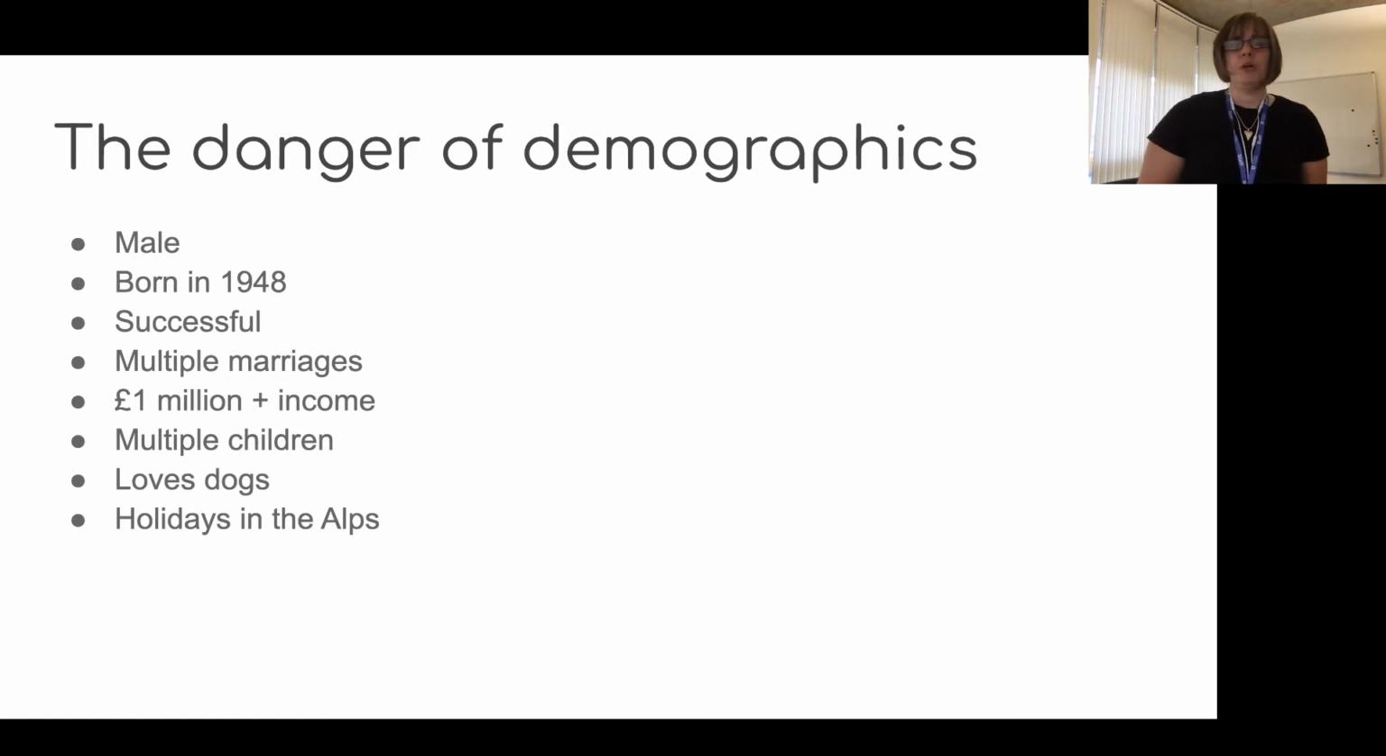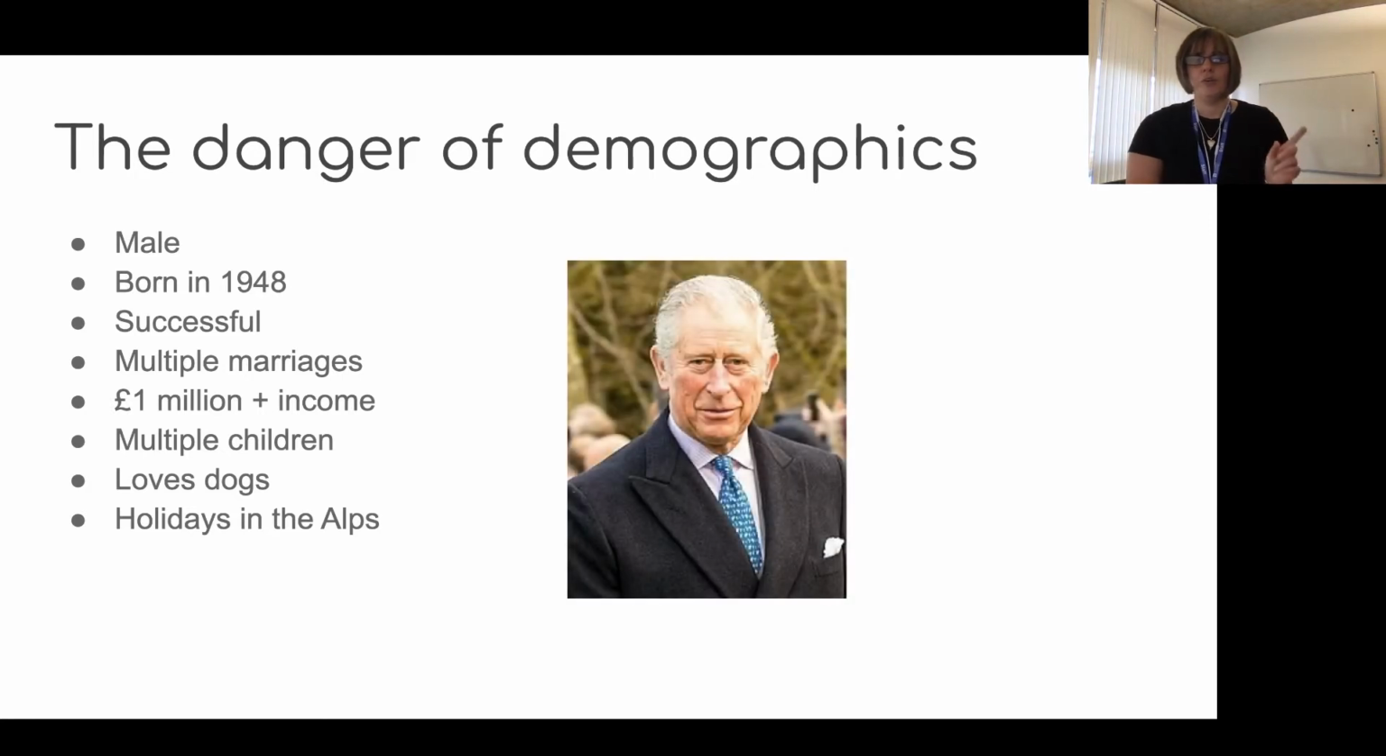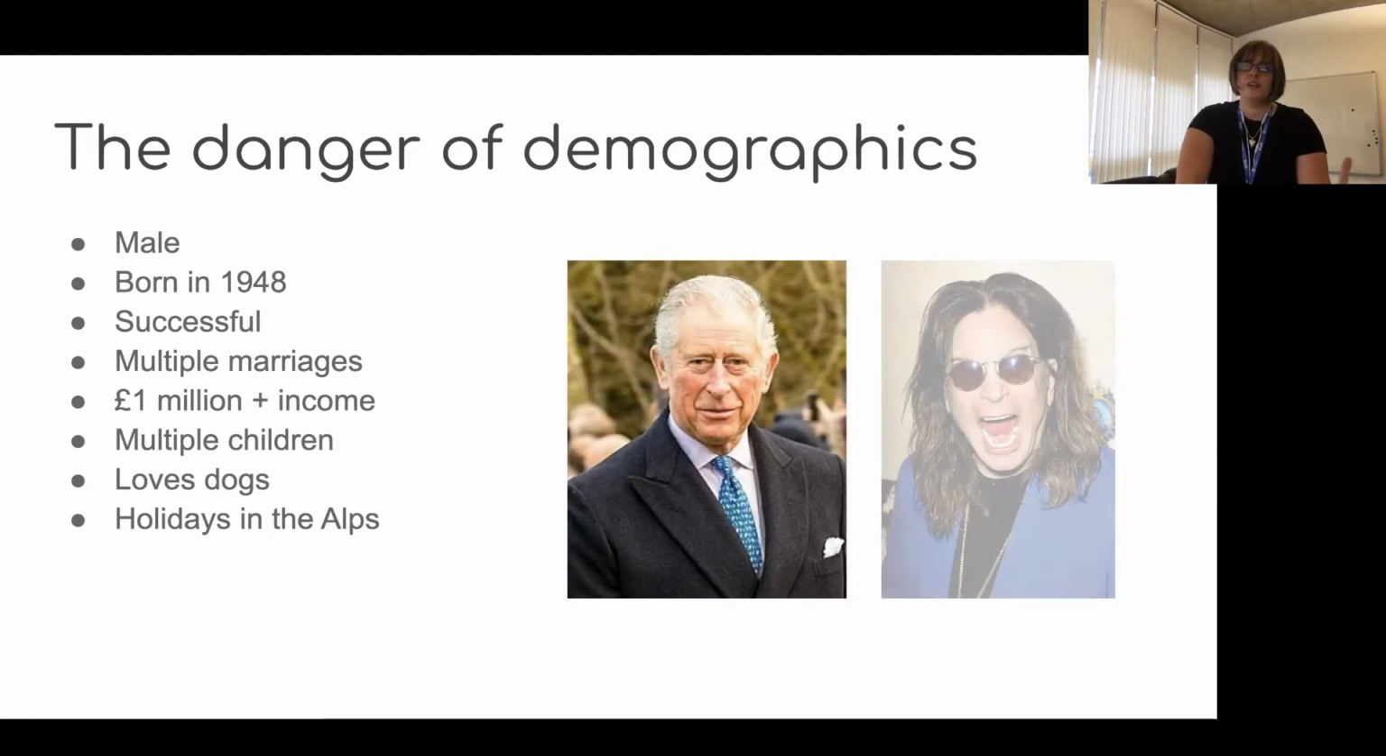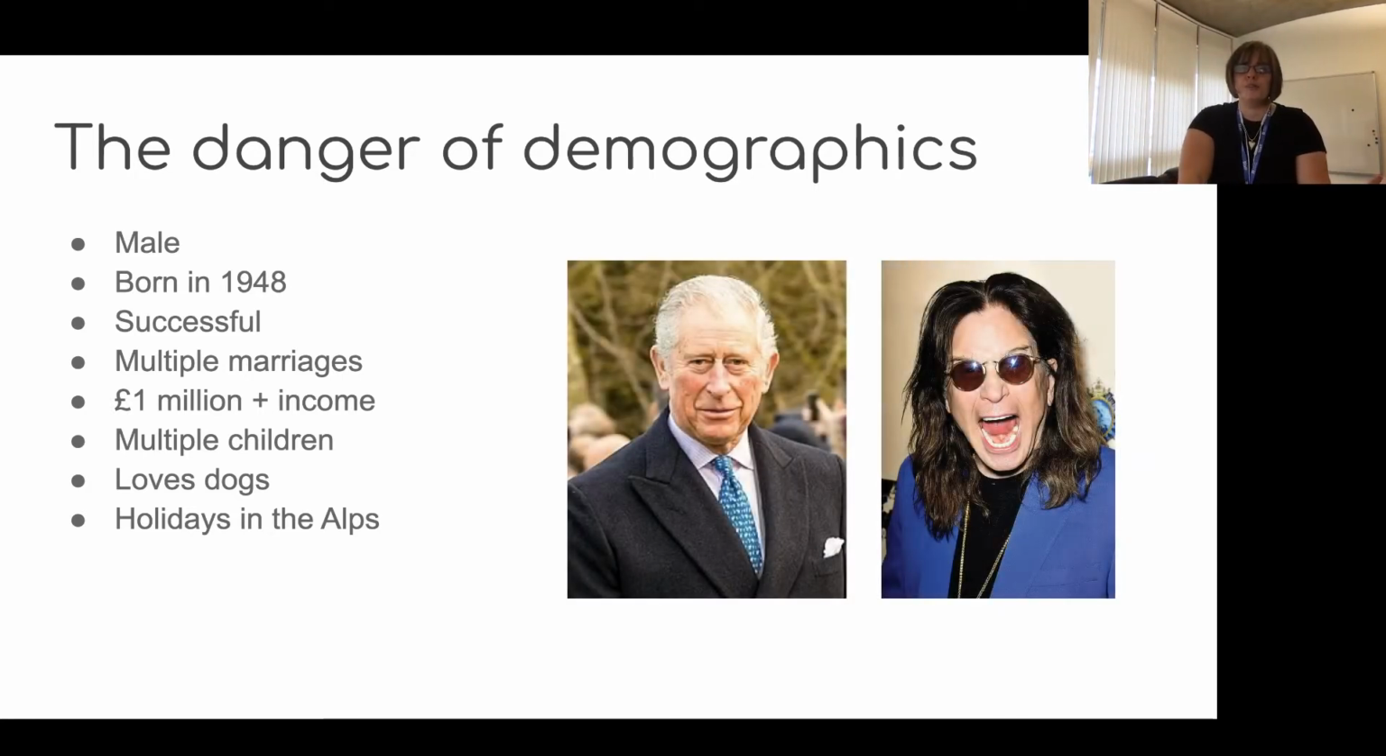They earn £1 million or more. They've got multiple children. They love dogs and they take holidays in the Alps. So I have two people who fit that demographic. One of those is Prince Charles, and one of those is Ozzy Osbourne.